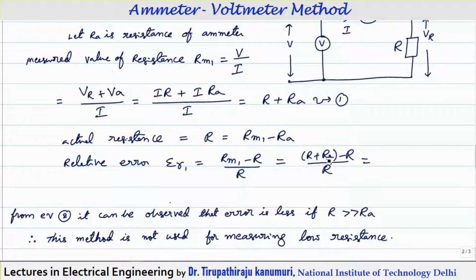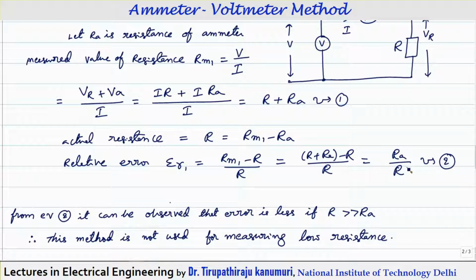Or this R will cancel. So this will become equal to Ra divided by R. Let us take it as equation number 2. So we can tell that the relative error is a ratio of Ra divided by R. This is ammeter resistance divided by resistance under measurement.